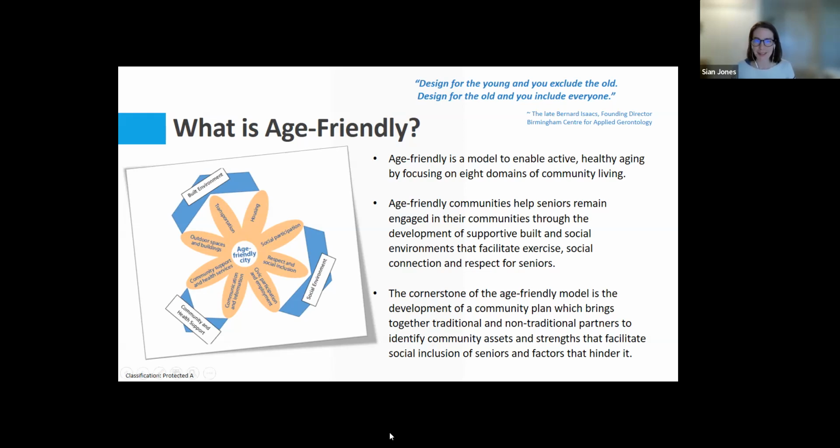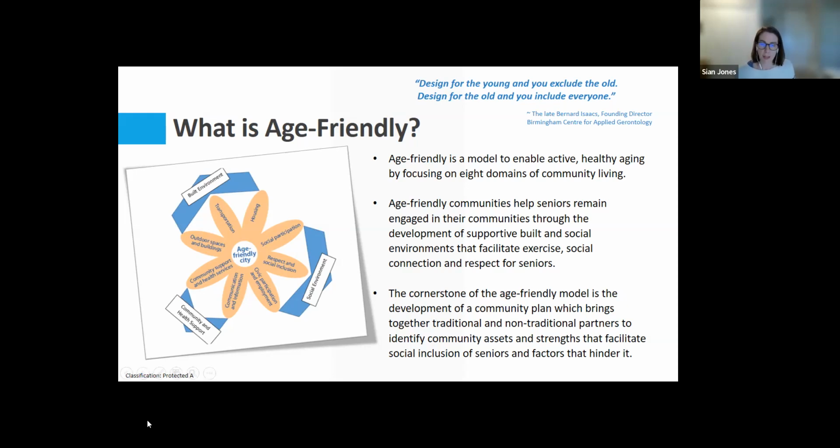So before we get into our presentations, I'd like to provide a bit of background on Age Friendly and our Alberta community practice. Age Friendly is a global movement spearheaded by the World Health Organization. It's a model to enable active, healthy aging by focusing on 8 domains of community living, as you can see in the diagram. Age Friendly communities help seniors remain engaged in their communities through the development of supportive, built and social environments that facilitate exercise, social connection and respect for seniors.